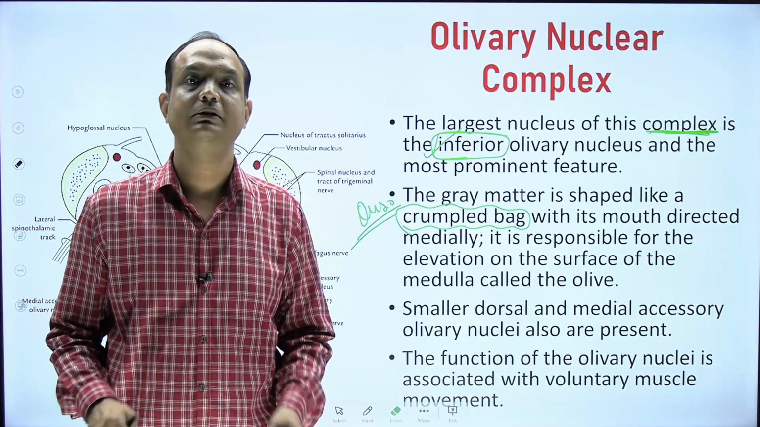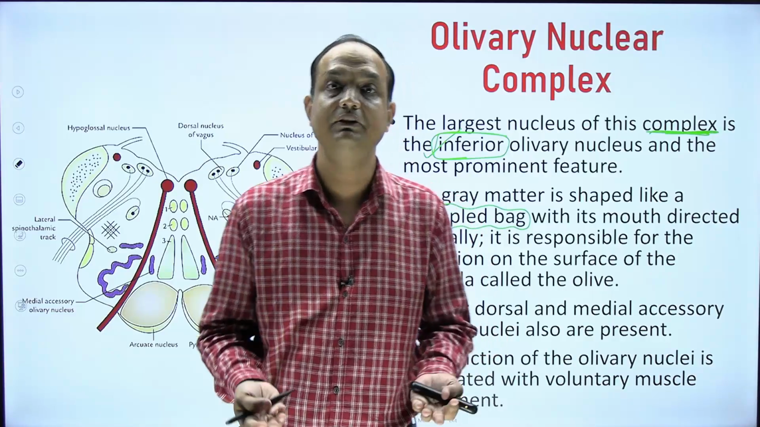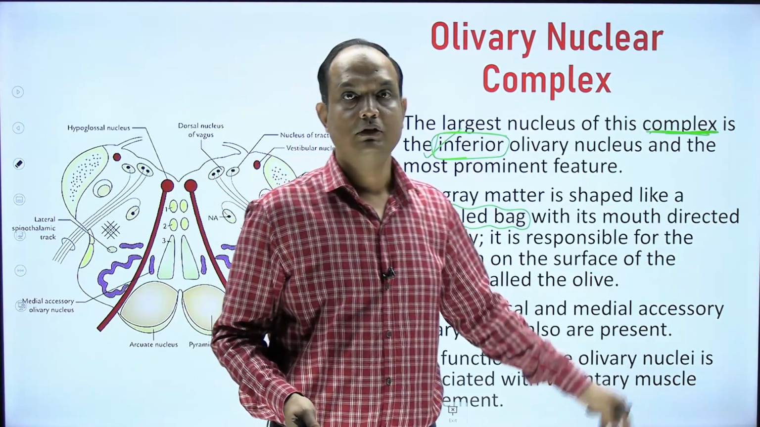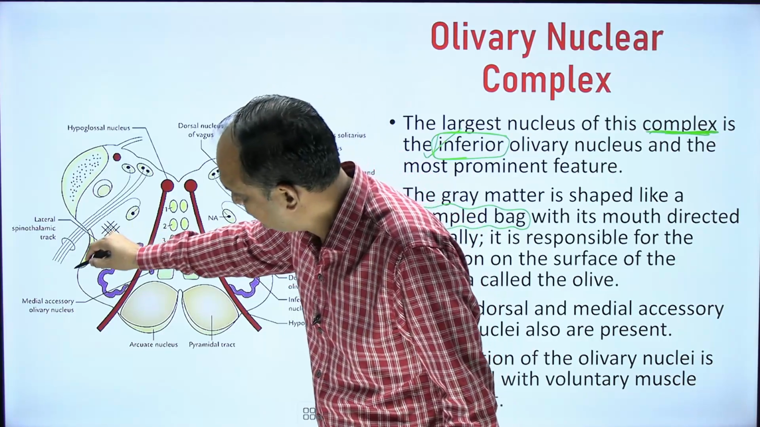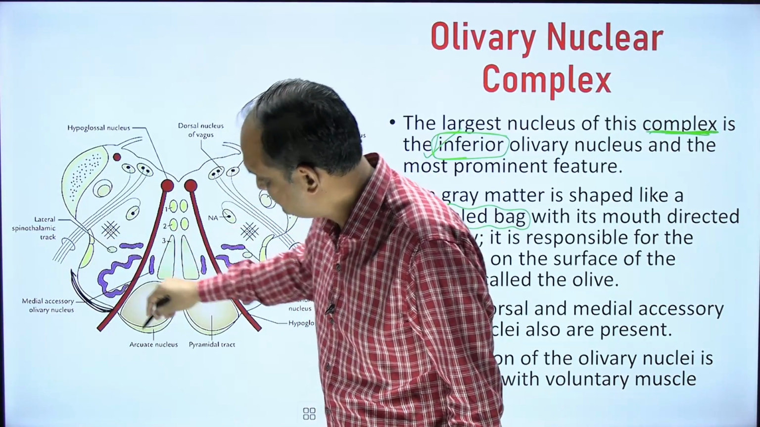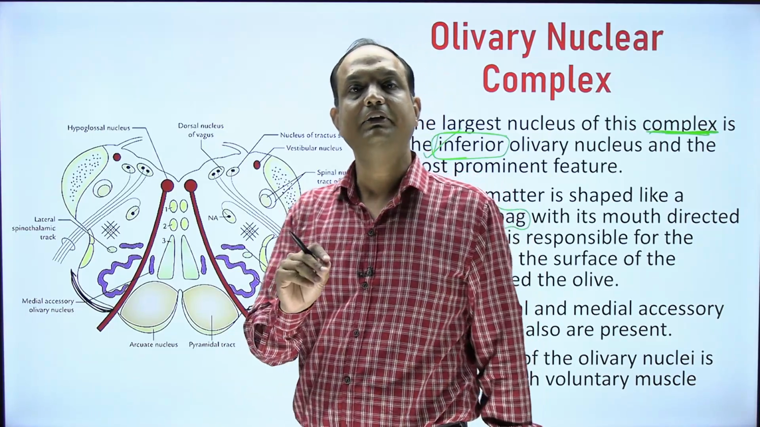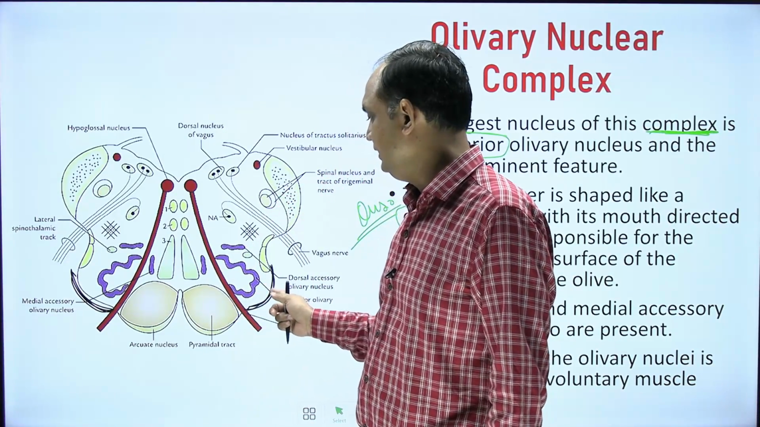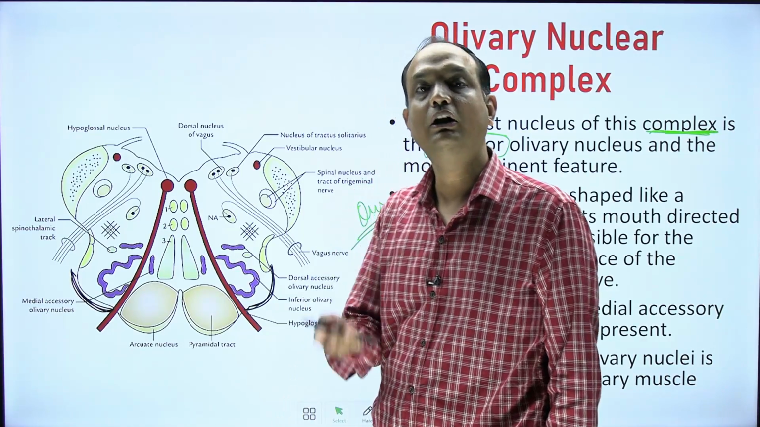Apart from that, this inferior olivary nucleus is so large that it is able to produce the surface elevation which is known as olive. So when you are drawing this section, you always draw this pronounced elevation just next to the pyramid, and these elevations are known as olive. And this is a very commonly asked question, that why this prominence, the olive, is present on the medulla.